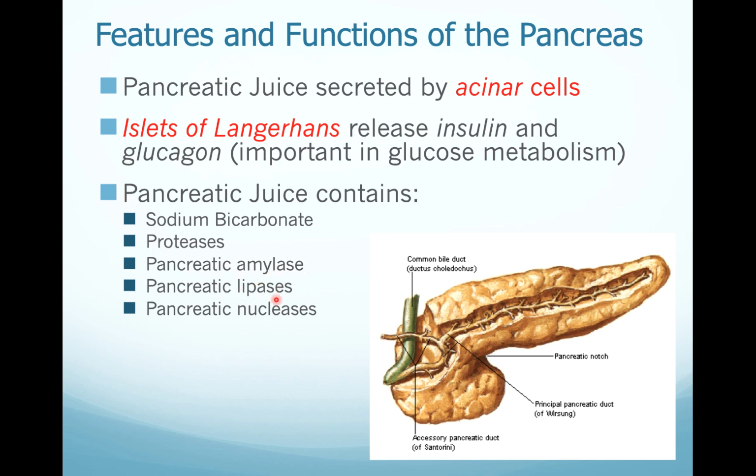Pancreatic lipase, this breaks down lipids, and pancreatic nucleases will break down DNA and RNA from the foods that you ate. The second type of cell in the pancreas that we're not going to really talk about is the islets of Langerhans cells. These are the cells in the pancreas that are your endocrine cells. They make insulin and glucagon.